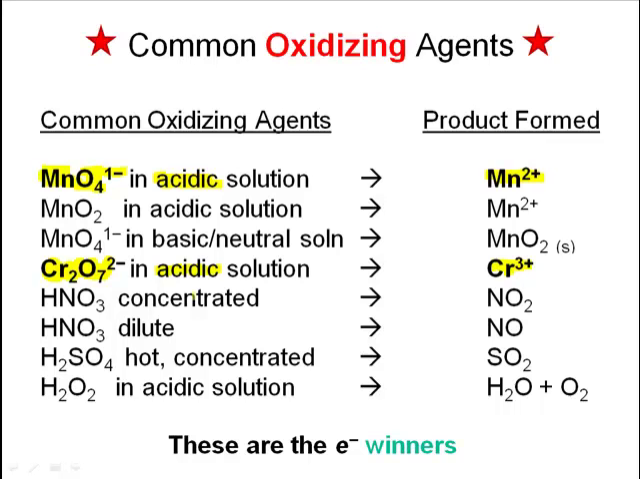For example, we don't work with hot concentrated sulfuric acid very often. It tends to cause a lot of problems. Dilute nitric is fabulous, but it has its own reactivity. Concentrated, we try to avoid. Hydrogen peroxide can be quite explosive because of its reactivity and because of the redox reaction. So why don't we use that? Because we don't want to hurt ourselves or others.